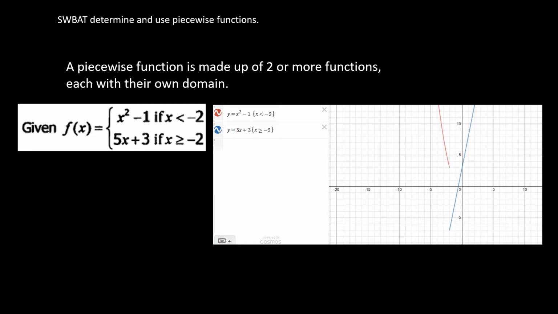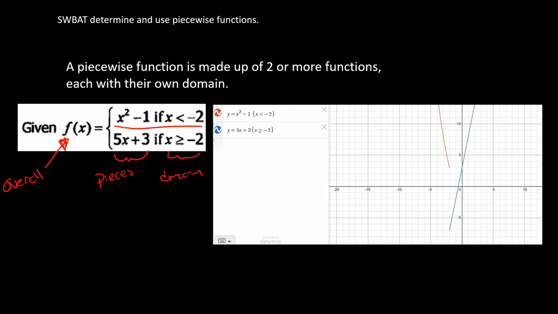So what we have here is our overall function, right? This guy here is our overall. Now these are the pieces that make our overall, and these parts are the respective domains. If we read this, looking at the red part, it says x squared minus 1 if x is less than -2.